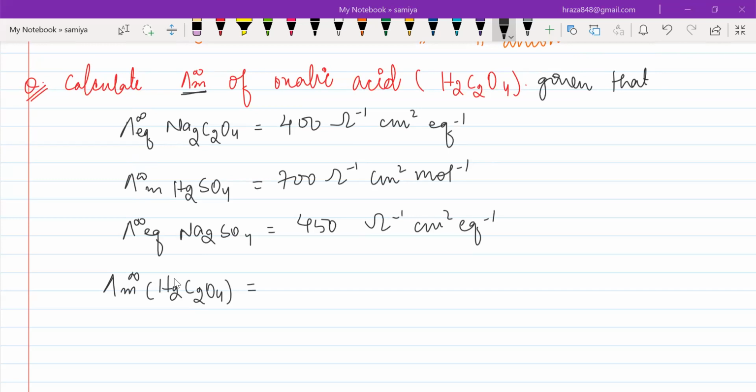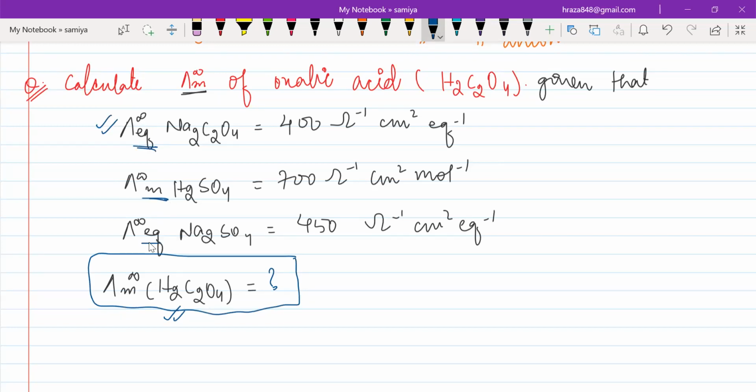First of all, what we need to calculate is the molar conductivity of H2C2O4 at infinite dilution, and what is given is equivalent conductivity. So first of all, we need to change this equivalent conductivity into molar conductivity, Lambda m, so that we can easily do this. Is that clear?